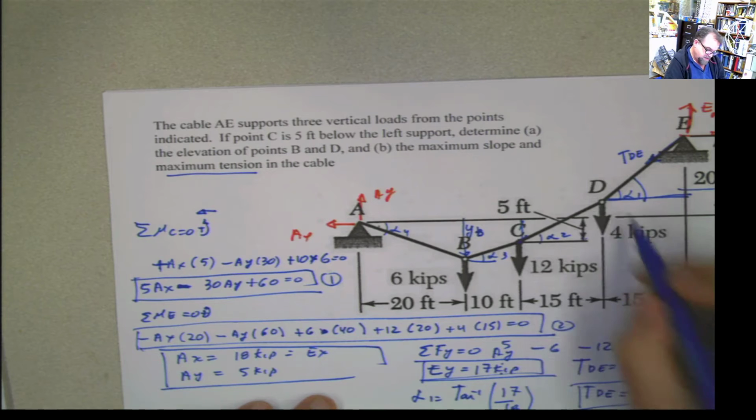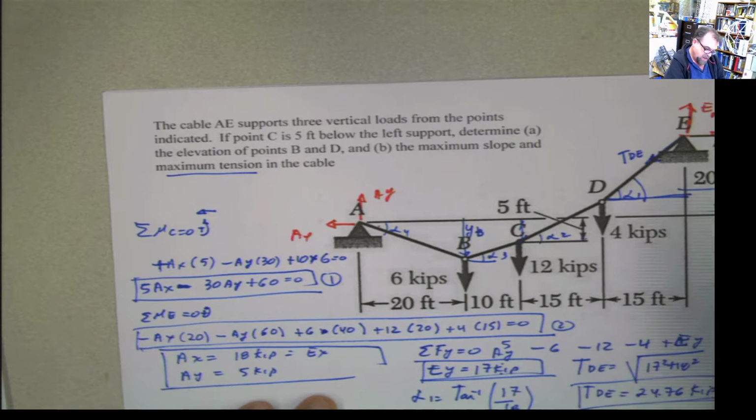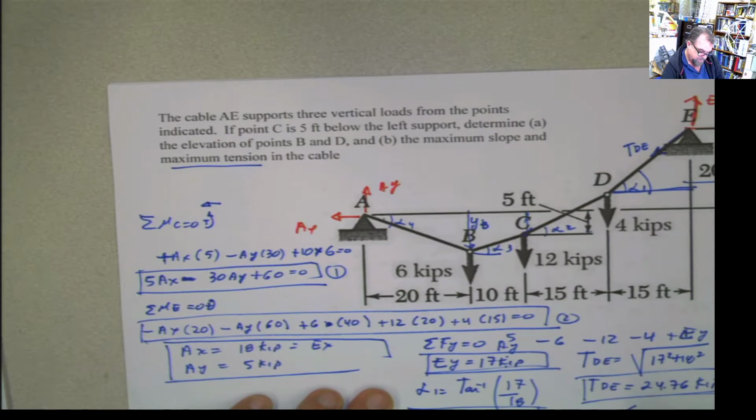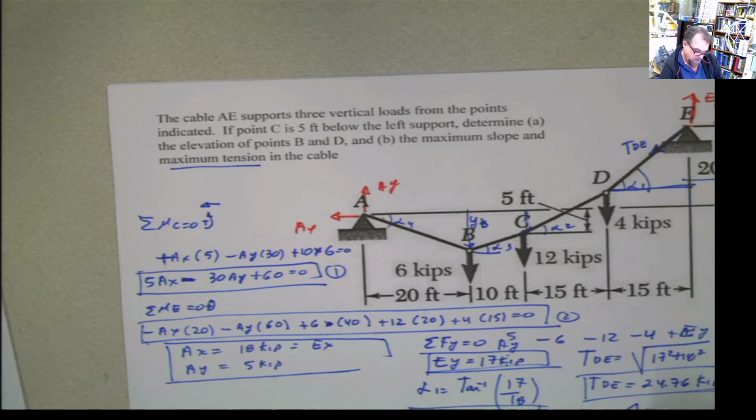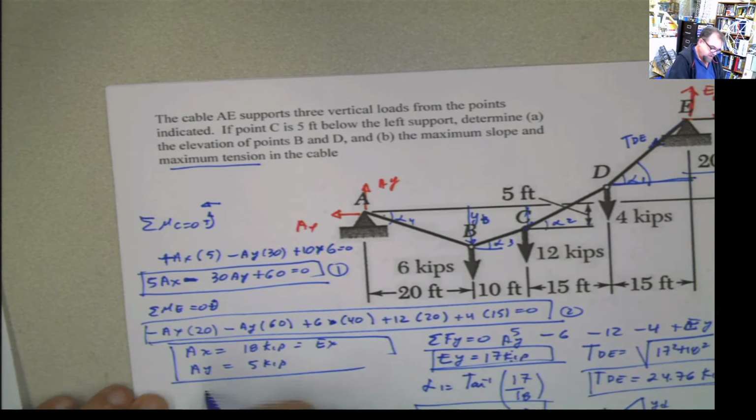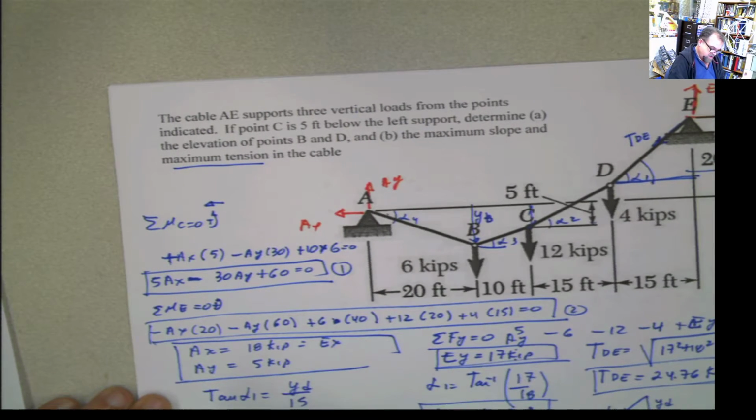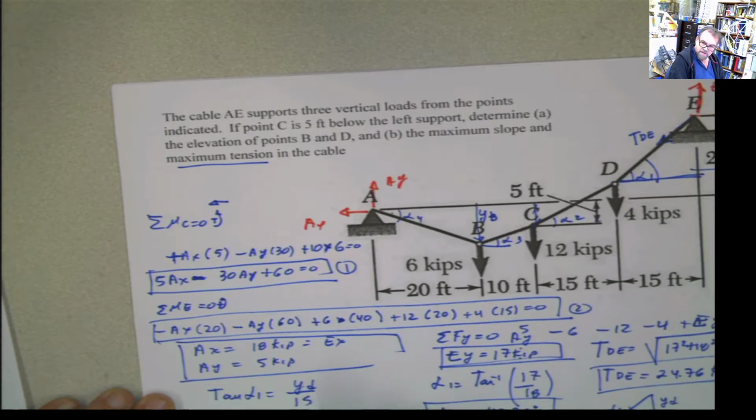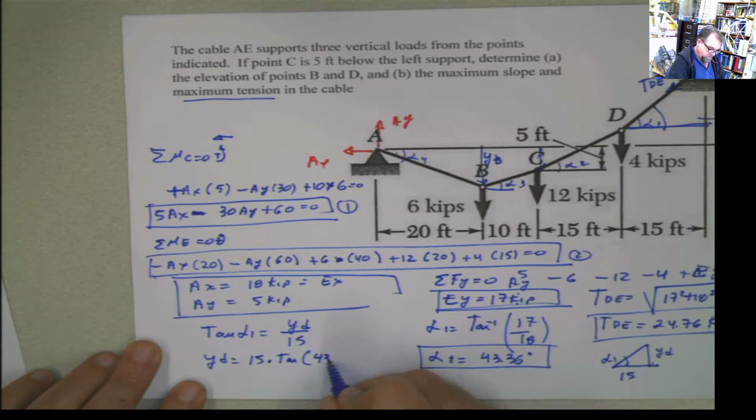If I know the distance, the 15, and I know the angle, I can calculate the height if I want to. Now you have this triangle. This is YD, which is one of the unknowns, and this distance is 15. And this angle is alpha 1. So I can say tangent alpha 1 is YD divided by 15. So YD is going to be 15 multiplied by tangent of 43.36.